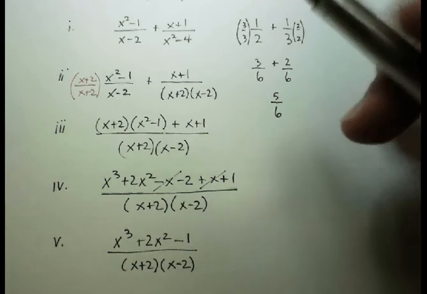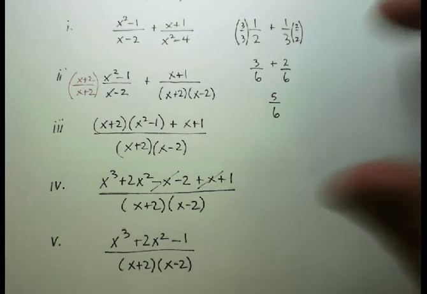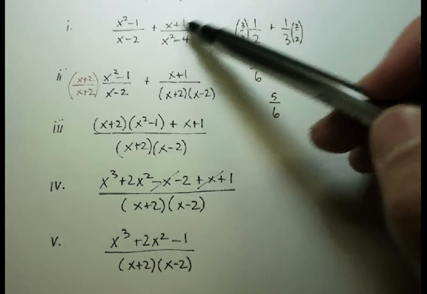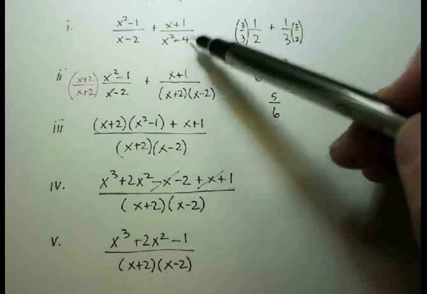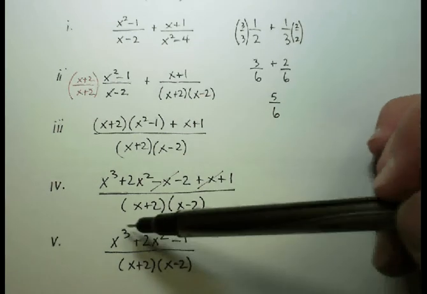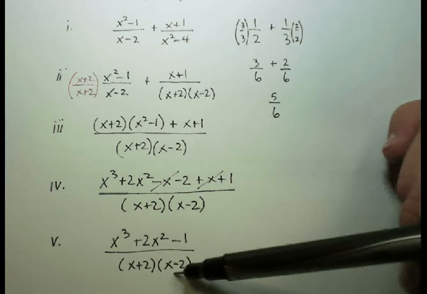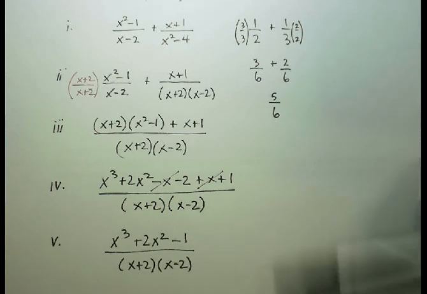So when I go back up here, my original problem, x squared minus 1 over x minus 2 plus x plus 1 over x squared minus 4, the final answer becomes x cubed plus 2x squared minus 1 over x plus 2 times x minus 2.